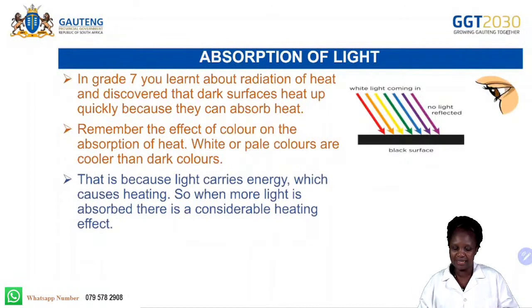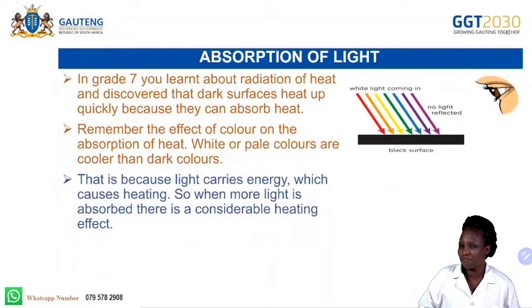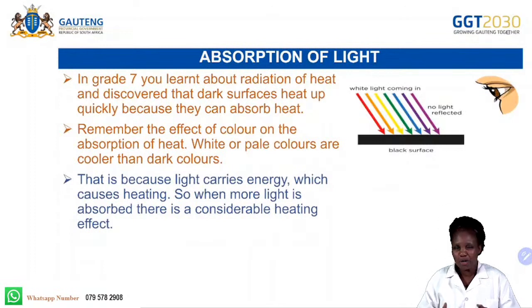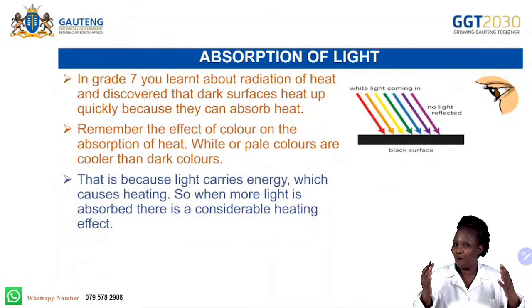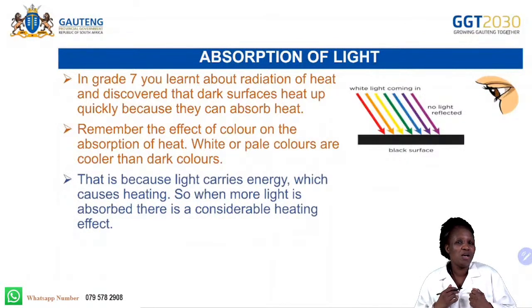White or pale colors are cooler than dark colors. All right. For example, if you put on something white in summer, you will feel cool. Why? Because it will reflect the heat. But if you put on something black during winter, you'll feel warm and enjoy yourself. But if you put something black during summer, you'll be sweating because it will absorb all the heat. All right? Then it will be very hot.